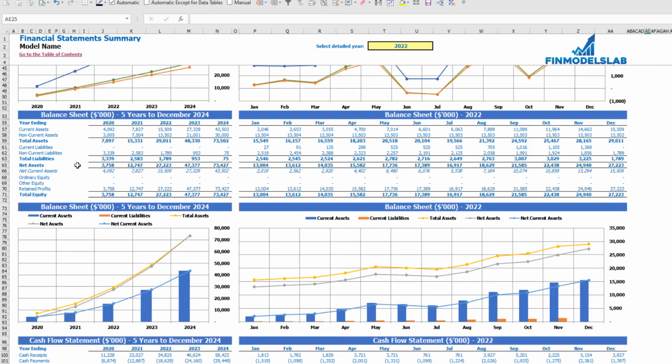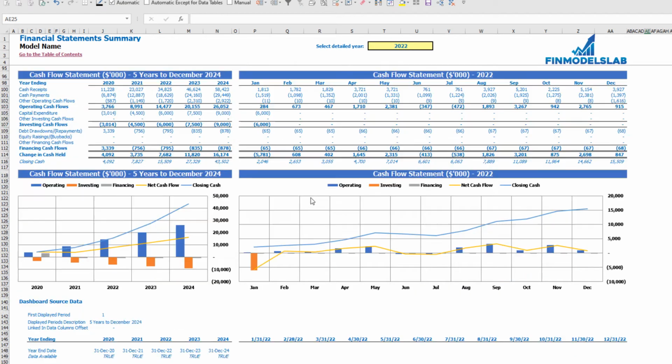The next set of tables and charts will show you the balance sheet, main KPIs broken down by 5 years and selected year by months. And the last part will show you the cash flow statement breakdown for the 5 years and for 12 months for the selected year, as well as charts with the same information.